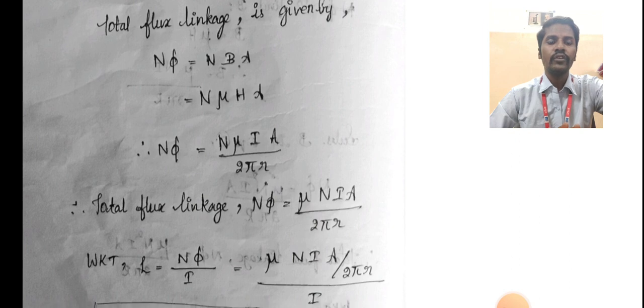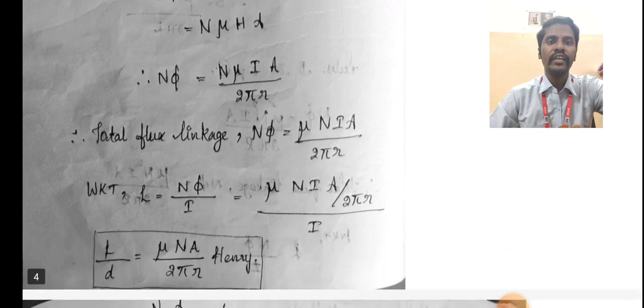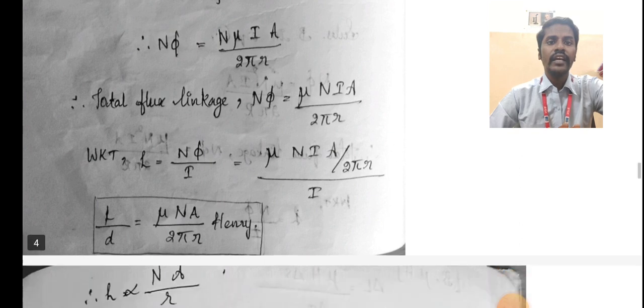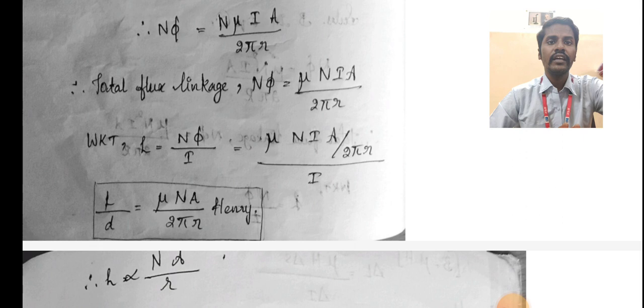Substituting the value, we get N phi is equal to mu N I A divided by 2 pi r. The total flux linkage N phi is equal to mu N I A divided by 2 pi r. As we know, the formula to calculate inductance is L is equal to N phi by I. Substituting the value of N phi, I gets cancelled, leaving L is equal to mu N A divided by 2 pi r.